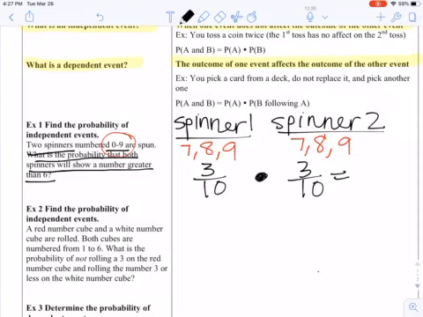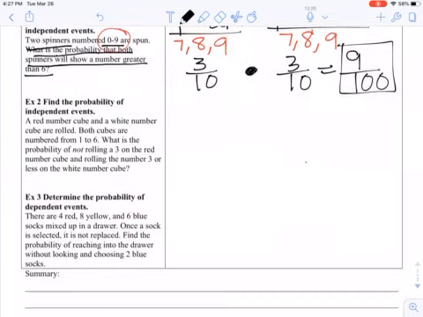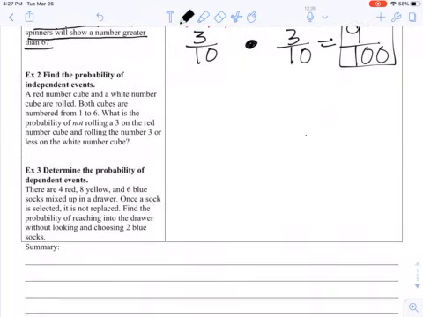You can try to cross cancel now. There's nothing to cross cancel. So multiply your numerator, multiply your denominator, and then you get 9 over 100. So this is an example of an independent event because whatever you get on spinner 1 has no effect on what you get on spinner 2. Okay, so let's go to number 2.